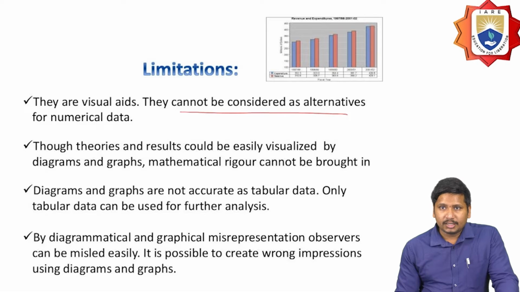Though the theorems and results can be easily visualized by diagrams and graphs, mathematical rigor cannot be brought into them. Diagrams and graphs are not as accurate as tabular data. By seeing a graph, you cannot predict exactly what the value is. If I see it through a table, that is the best way. Diagrammatic and graphical representations can be easily understood by observers, but they may also lead to some wrong impressions.